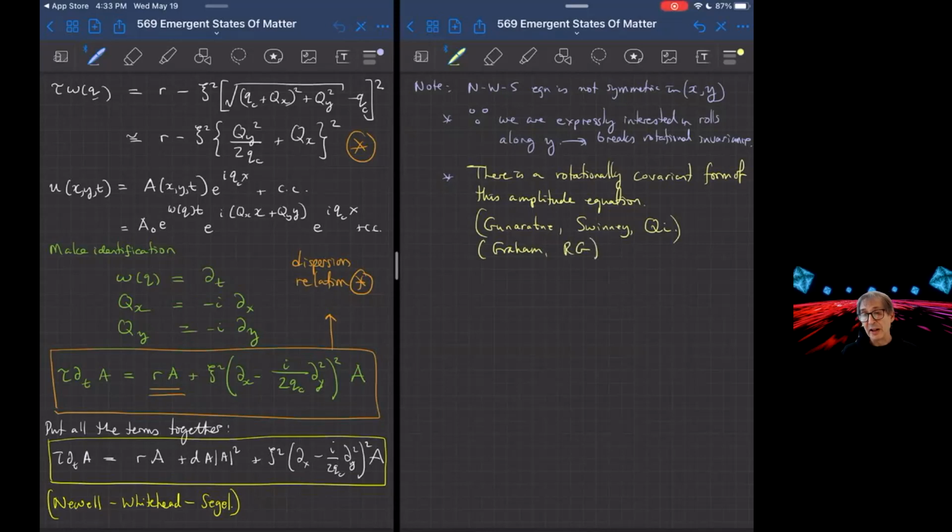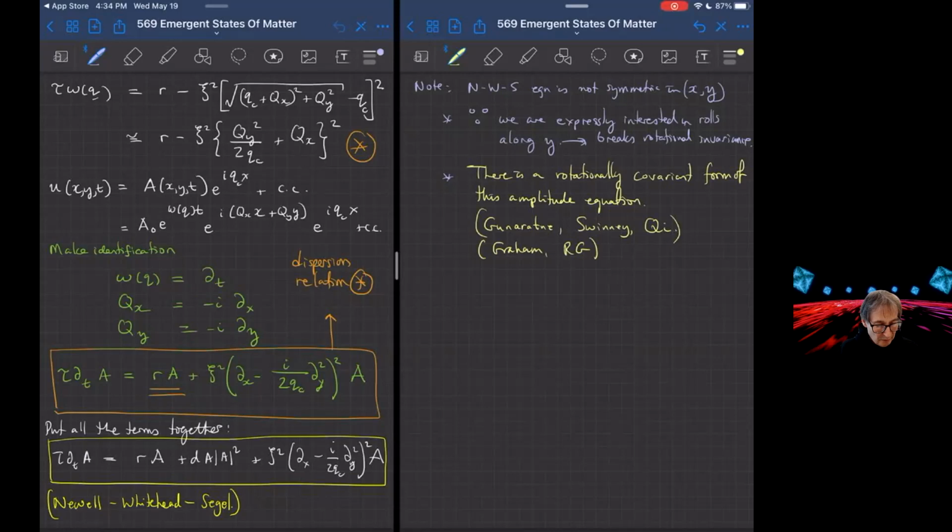Actually, it's quite an interesting story. If you use renormalization group and just renormalize the most leading divergences, you get the Newell-Whitehead-Siegel equation. If you renormalize all the divergences, which I was too lazy to do, then you get the rotationally covariant form of it. And there's of course a trick to deriving that using this simple heuristic method. And I'll post a homework sheet that enables you to try that out for yourself.